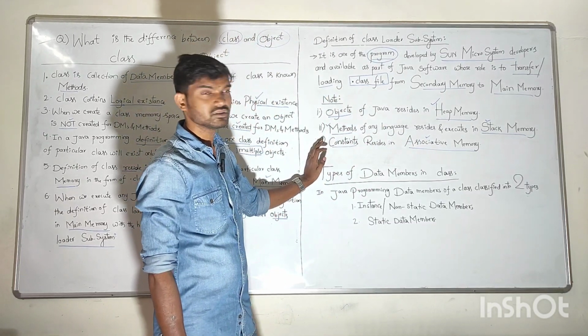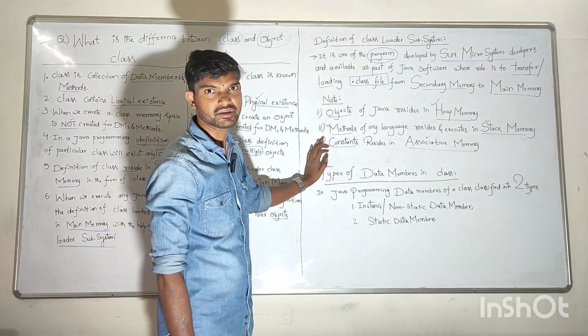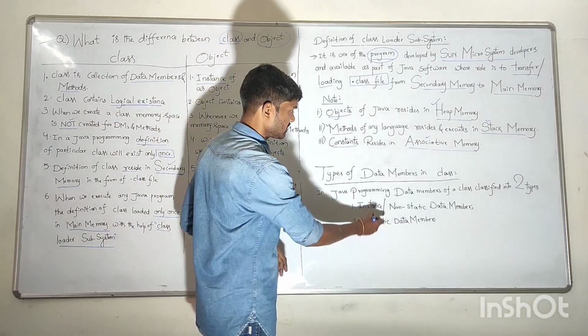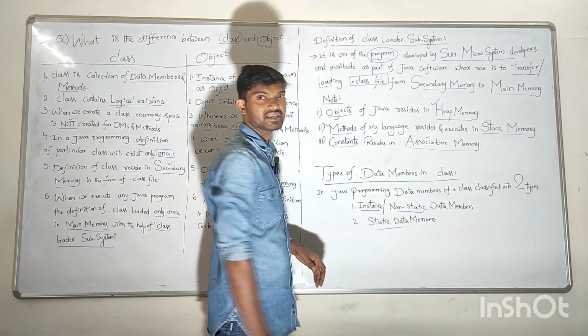And coming to how many types of data members of a class exist in Java programming: in Java programming, there exist 2 types of data members. The first one is instance or non-static data members. The second one is static data members.